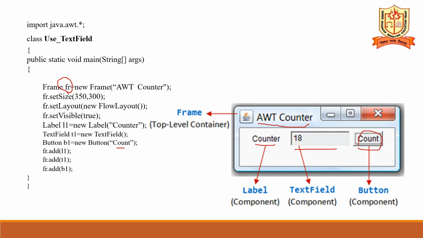So it is the button. Once you have created the object of the component, you are supposed to add it to the frame. That's why you are adding fr.add(l1). It is the object of the label component. And then fr.add(t1) and fr.add(b1). So you are adding all the components here. I think it is clear.